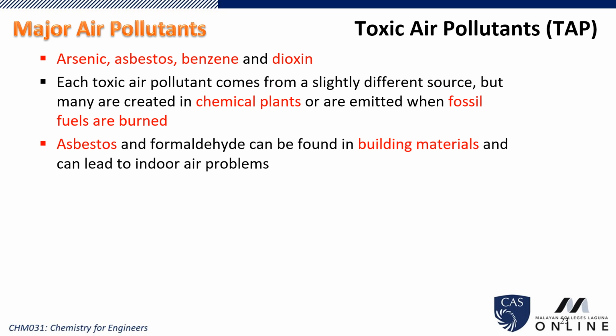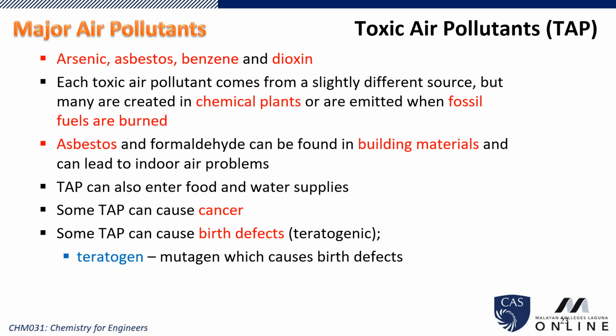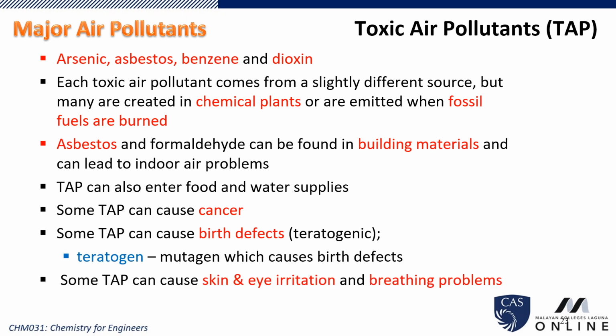Asbestos and formaldehyde can be found in building materials and can lead to indoor air problems. Toxic air pollutants can also enter the food and water supply, and some of them can cause cancer. Some can even cause birth defects, and they are considered teratogenic. Some of them can cause skin and eye irritation and breathing problems.